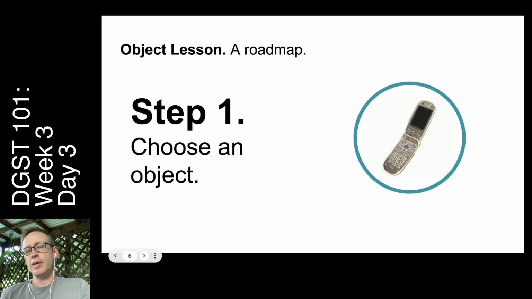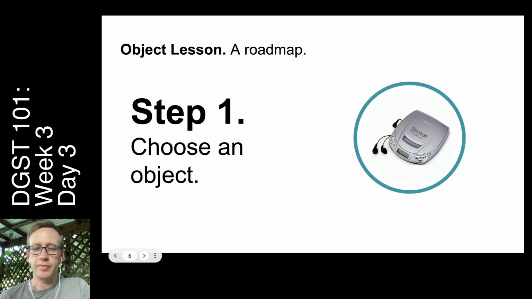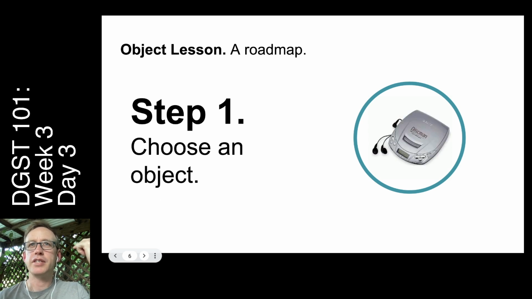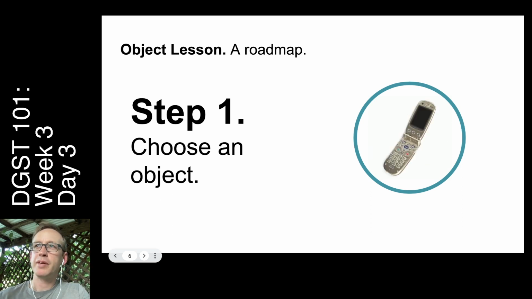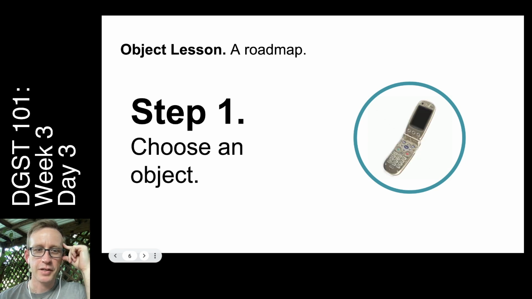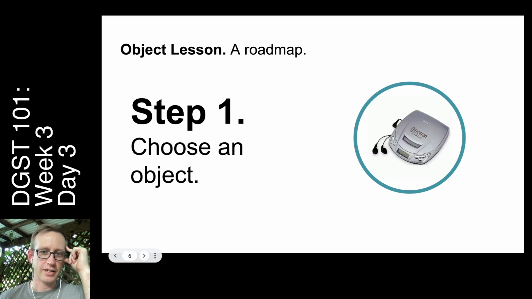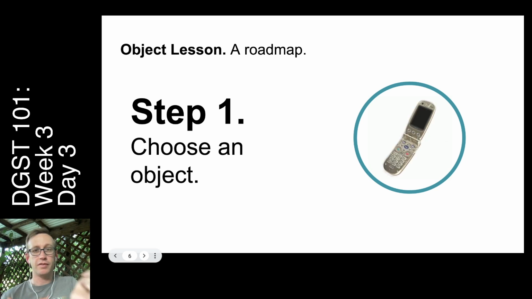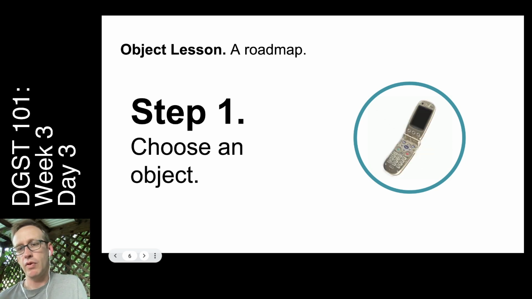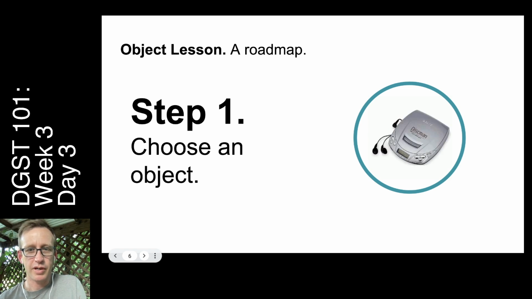Okay, let's talk about the roadmap for the object lesson project a little bit. I feel like maybe I'm belaboring this, but I always get questions, and it makes sense to me in my mind, so I want to try to explain it in a different way and see if that makes sense. Your first step is going to be to choose an object, and in this little GIF scrolling here are several examples of objects that I and students have taken apart in the past.